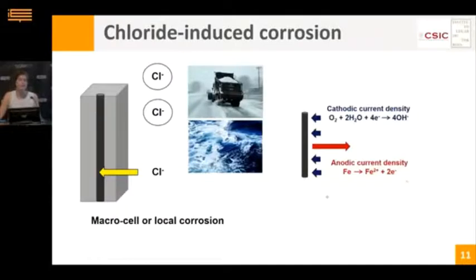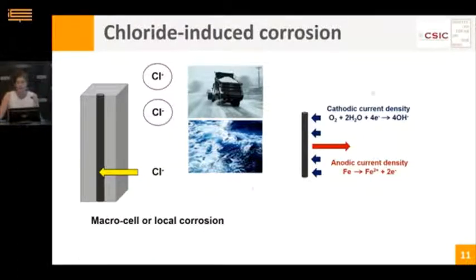In the case of chloride-induced corrosion, the aggressive species is the chlorides, coming from seawater. The splash water may bring the chlorides to the concrete surface, and the chloride ions penetrate the pore structure over many decades. When these chlorides reach the steel surface in a sufficient concentration, they break down the passive film. In this case, the mechanism is not uniform.